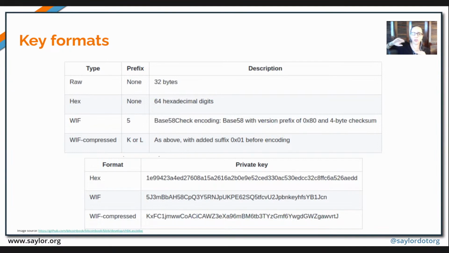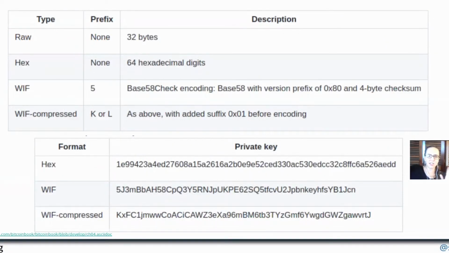First one is just raw, right? Just binary, 32 bytes. We're not going to display that here because it's not really displayable. Second is hex, right? So we'll talk about hex in a minute. And then you could display a key in 64 hexadecimal digits, right?